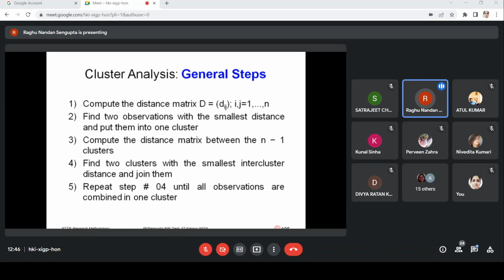Find two clusters again, at the next stage, with the smallest inter-cluster distance, because now it is reduced by 1, that's why it's m-1, and you will keep repeating till your criteria is met.